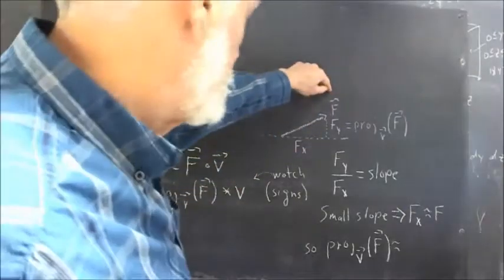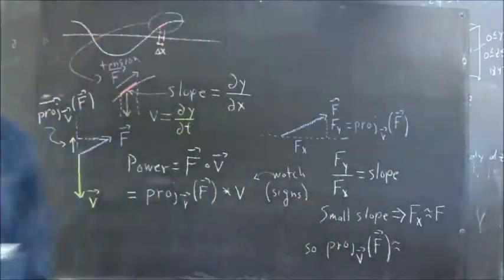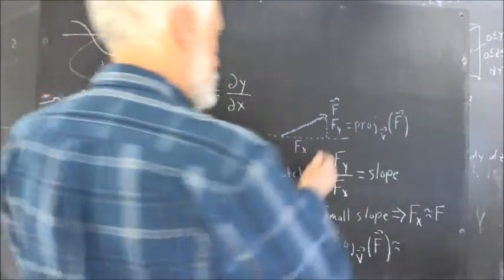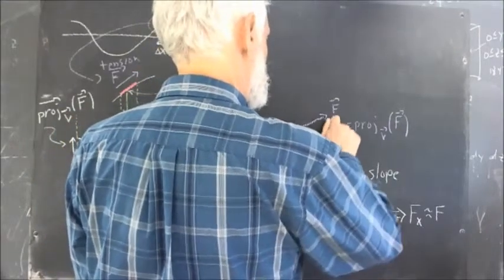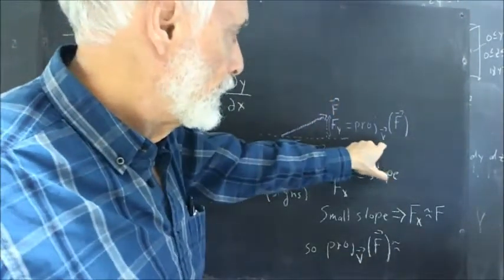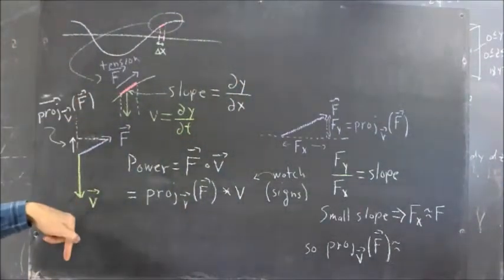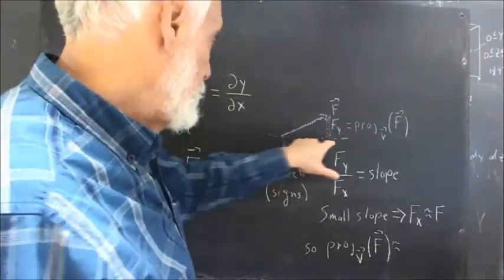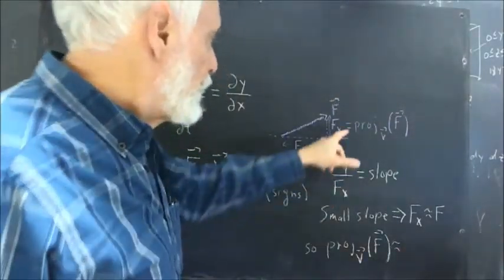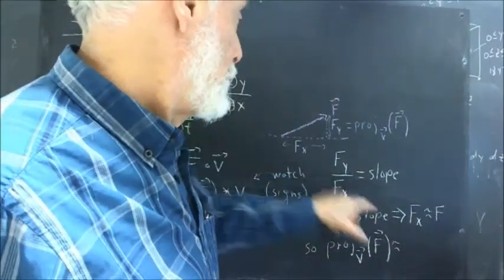Now let's look a little more closely at the projection of the F vector. Okay, so here we got the F vector. It has an X and a Y component. It should be clear that we're referring to the sides of this triangle, but just to be sure, we'll draw those in. The Y component, of course, is the projection onto V of the vector F, because the V vector is in the Y direction. And then we have the X component. Well, the Y component divided by the X component is just the slope.